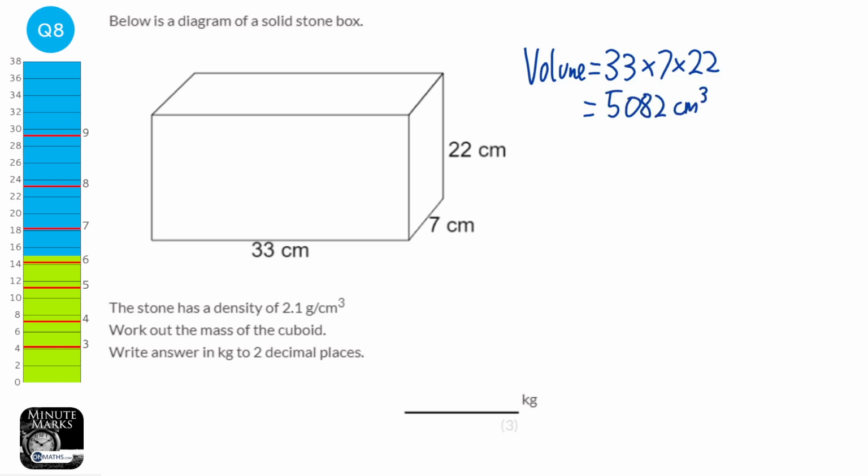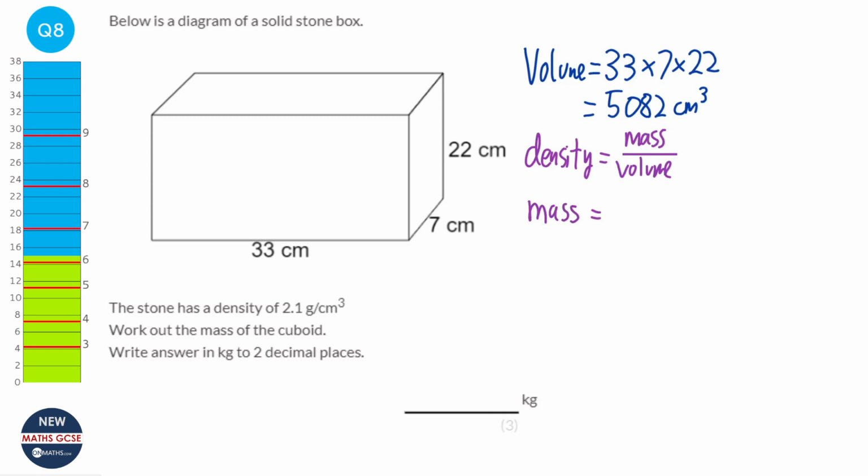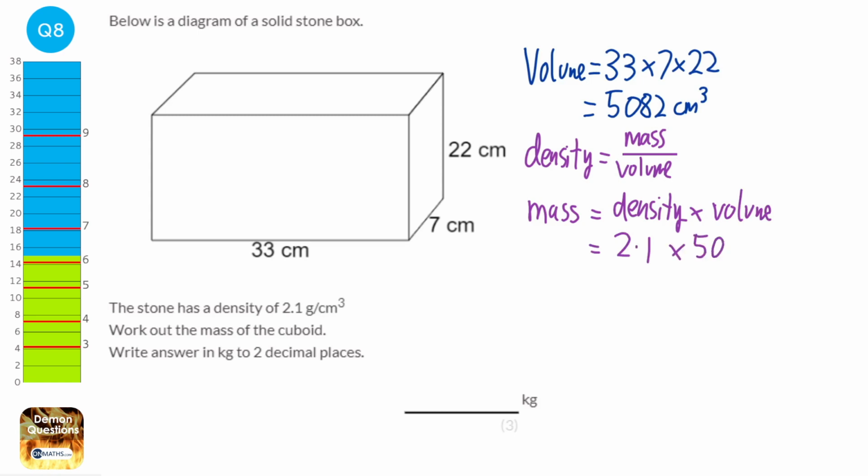And we need to write down the formula for density. So density is the mass divided by the volume. So rearrange this to get mass on its own, because that's the thing we're looking for. So mass equals density times volume. Density is given to us in the question as 2.1 grams per centimetres cubed. Times that by the 5,082 for the volume, and we get the answer of 10,672.